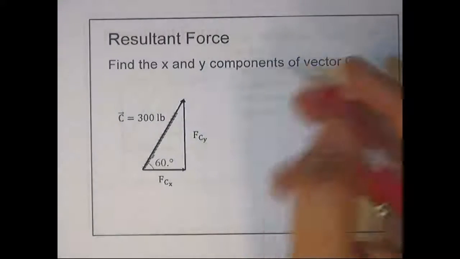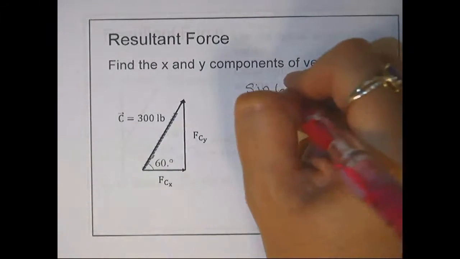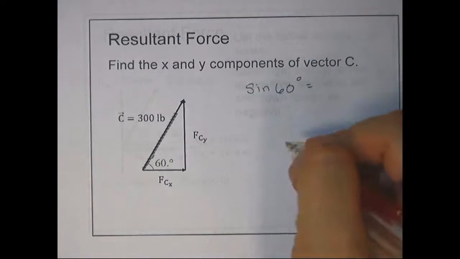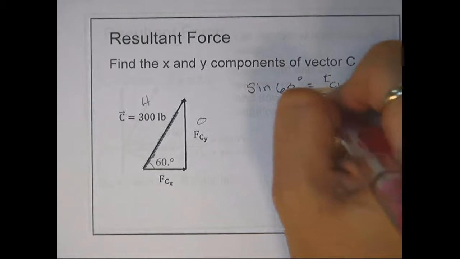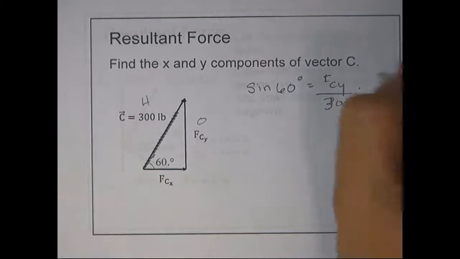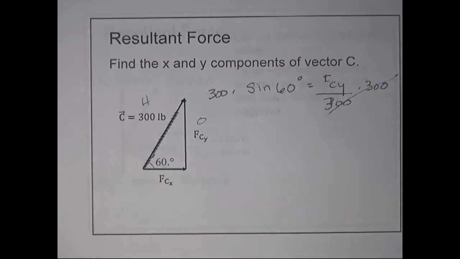So we're going to find the x and y components. I always just start with sine 60 degrees equals opposite over hypotenuse. This is opposite, this is hypotenuse. So that's FCy over 300. Solve this just like we did the other ones by multiplying times the denominator on both sides. Plug that in the calculator.